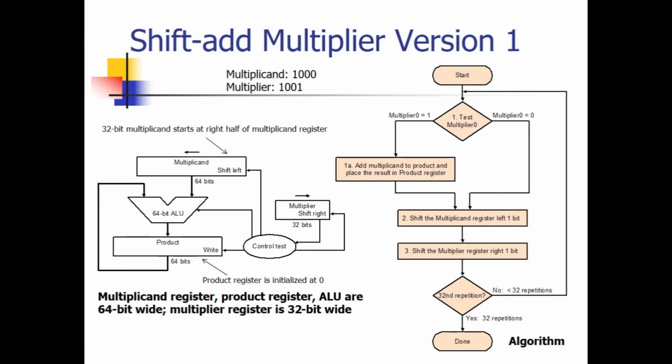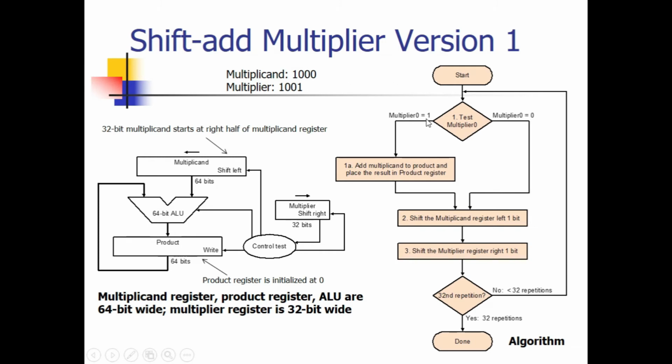So basically what is going on in the shift add multiply version number 1 algorithm is that we are just going to start and we will check the least significant bit of the multiplier. If the bit is 1, we will go from the left side of the flowchart, and if the least significant bit is 0, then we will go from the right side of the flowchart. So let us take an example that our least significant bit is 1.